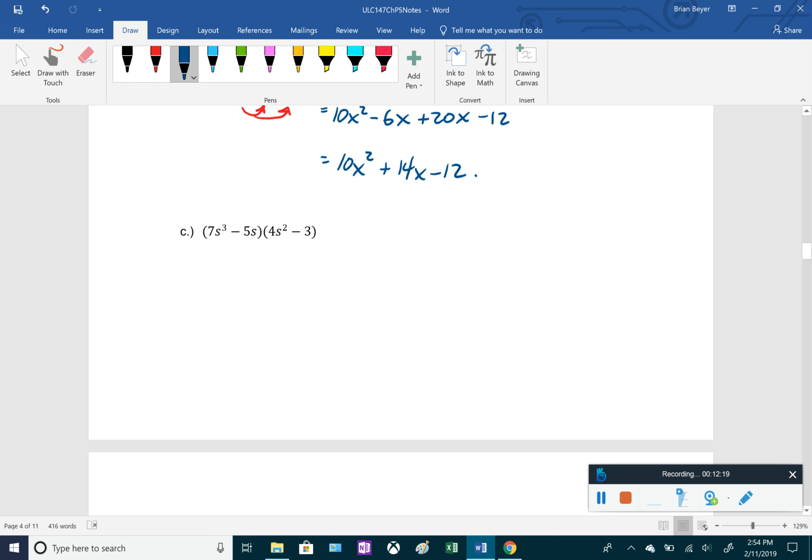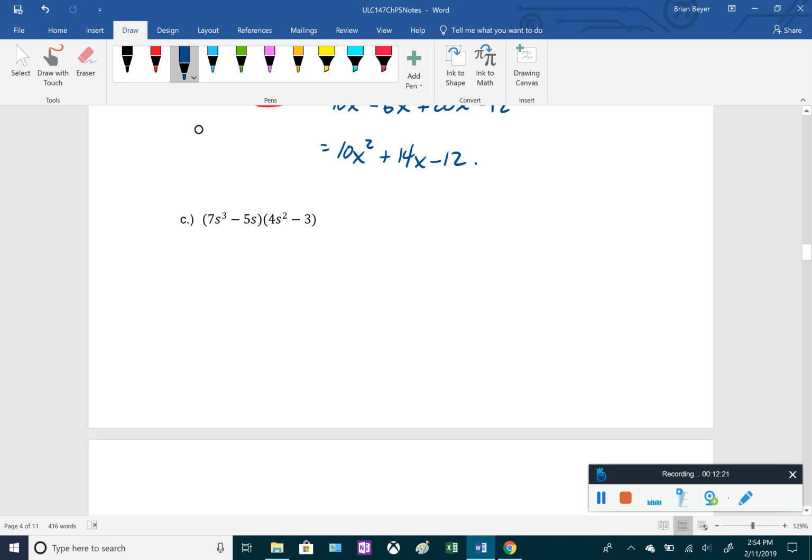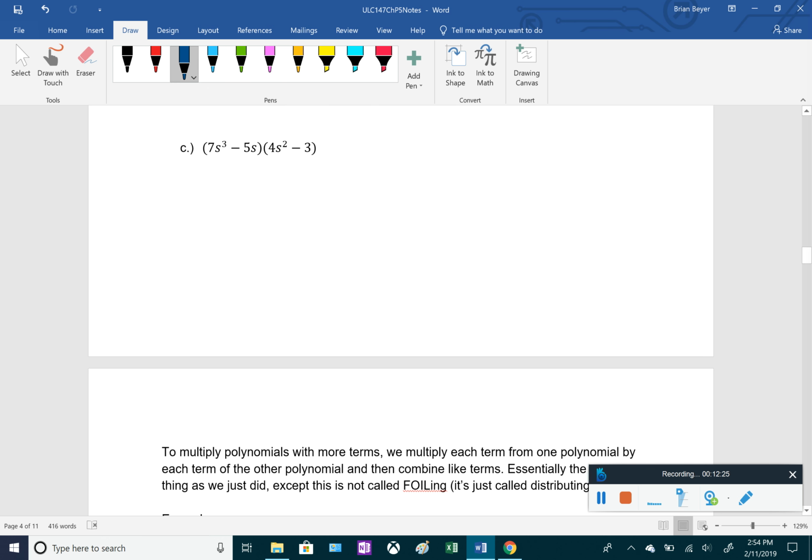Okay, and then for this next one, a little bit more complicated, and we have s's instead of x's. Doesn't really matter, still just a variable. So it's going to be multiply the first, multiply the outers, multiply the inners, multiply the last. 7s cubed times 4s squared is 28s to the 5th.